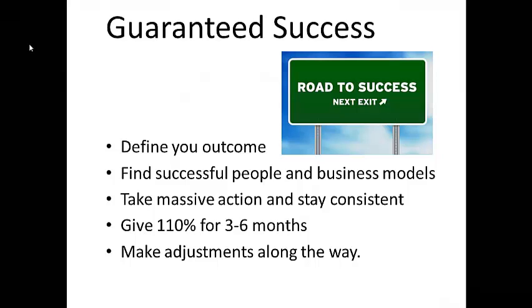So one of the main things you want to look at when you're trying to get success right away is you have to take massive action. Find out exactly what to do, which I'm trying to explain to you right now. Do the actions of the people who are being successful in your industry, and just stay consistent. You have to take consistent action. Give 100%, 110% for 3 to 6 months. I'm telling you guys, if you actually spent 3 to 6 months doing these things, it's really hard for you not to be successful.